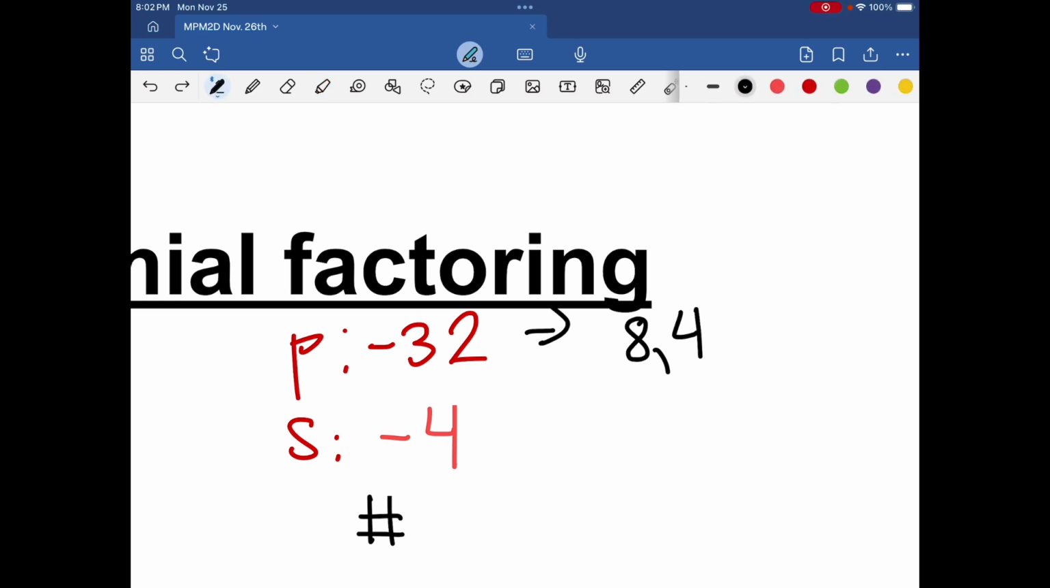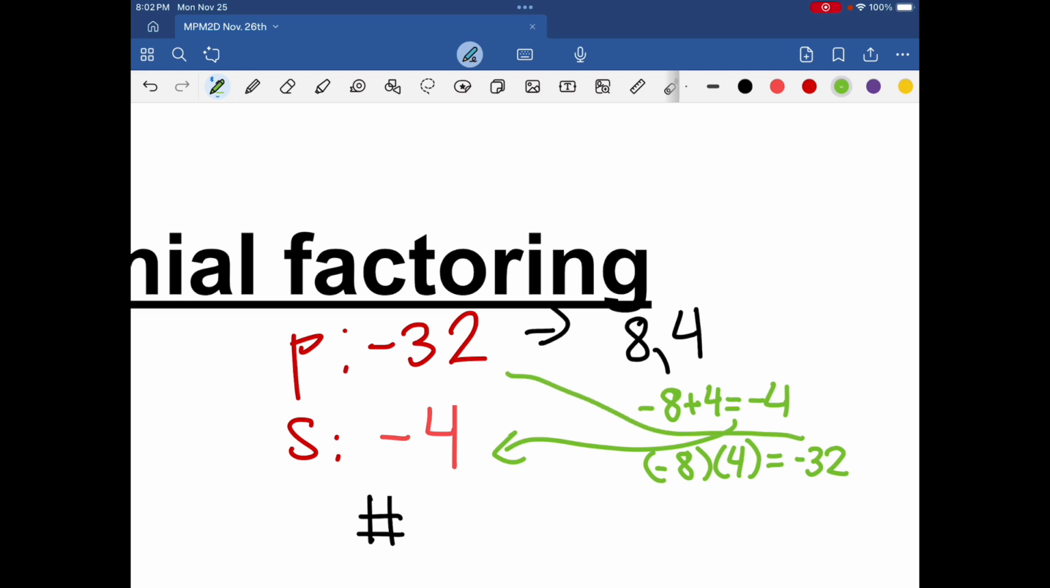And let's just verify, I made negative 8 plus 4. That does give me negative 4, which is what I wanted. And just to verify, negative 8 times 4 gives me negative 32, which is my product. So I think I just found my numbers. Negative 8 and positive 4.